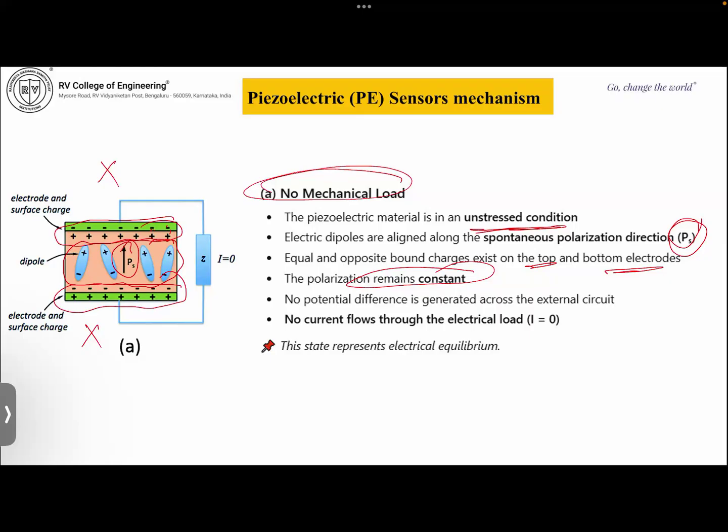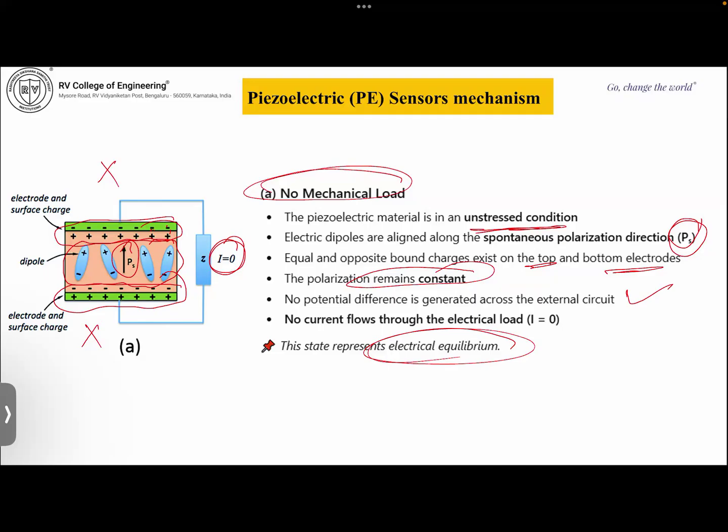So therefore, no potential difference is generated across the external circuit. So therefore, the current is zero. So no current flows through the electrical load. So this state represents the electrical equilibrium. Okay, this is the situation.